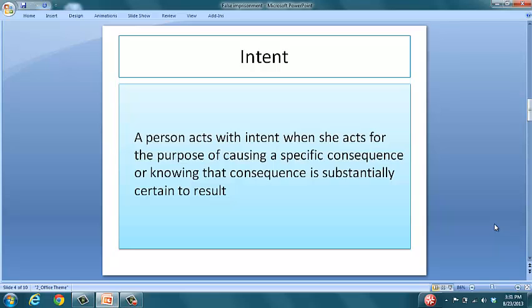False imprisonment is an intentional tort. As you know, the common element that ties all the intentional torts together is that plaintiff must show that defendant acted with intent. This requires that you employ the legal definition of intent that you have learned.